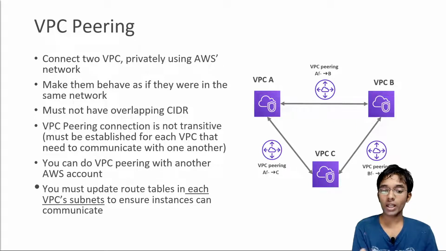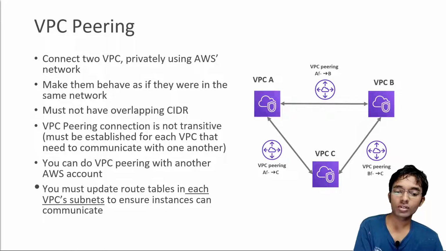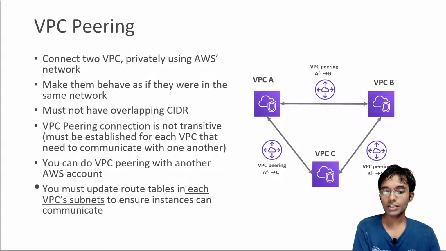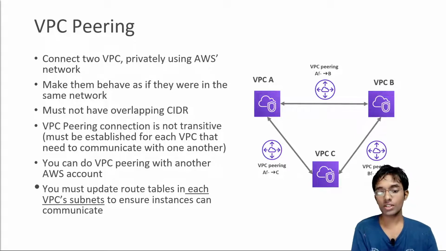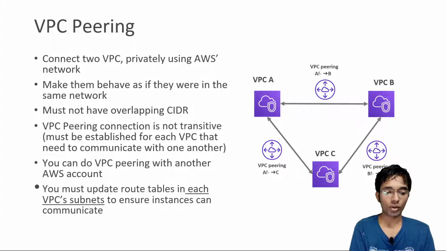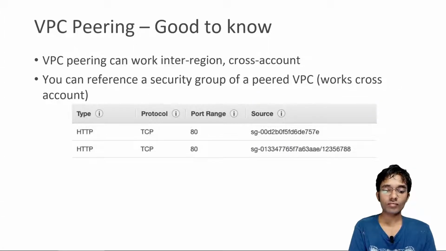To make sure that VPC B can talk to VPC C, you need to create your own VPC peering connection between B and C for it to work. You can do VPC peering in your own accounts, but also with other accounts. Remember, anytime you establish VPC peering, you must update route tables in each VPC subnet to ensure that the instances know where to go through the VPC peering connection. Okay, so good to know.